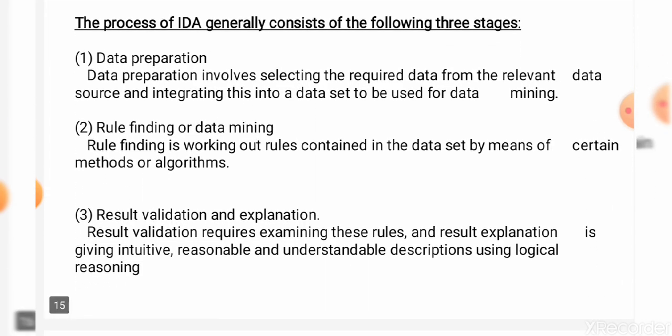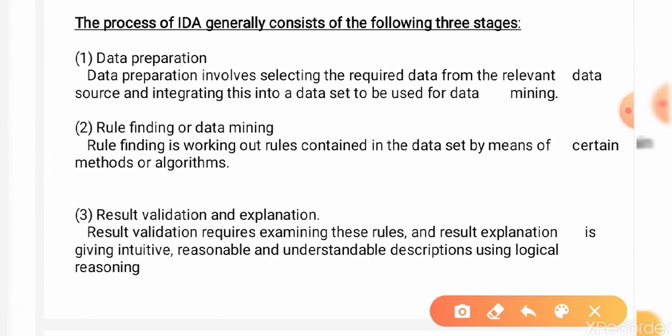Here is the process of IDA. The process of IDA generally consists of the following three stages. One is data preparation. Another is rule finding or data mining. Another is result validation and explanation.